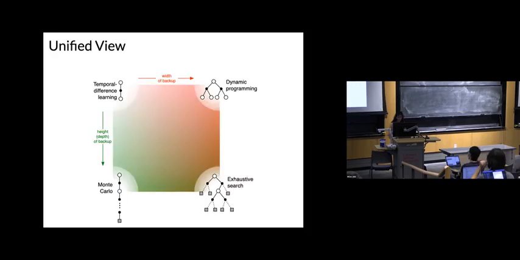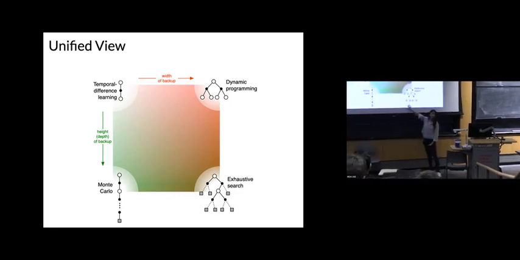So let's see. Unified view of whatever we've discussed so far. We have some backups, and so the width of the backup. DP has large width and small depth. TD has small width and small depth. Monte Carlo has small width and large depth of the backup. And here, which is both large width and large depth, is exhaustive search, okay? Where you check absolutely everywhere what is below your tree, and we're going to discuss this search in the second part of the lecture.